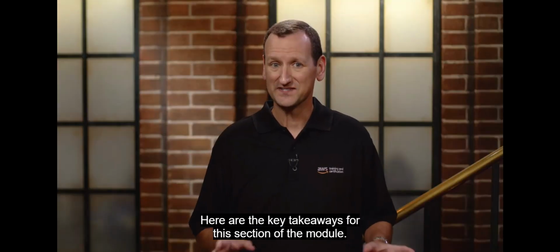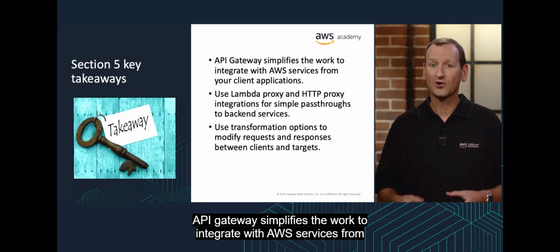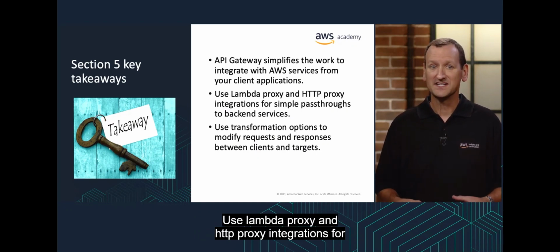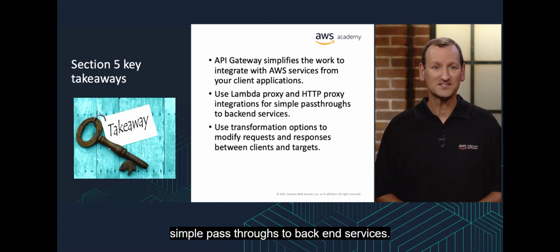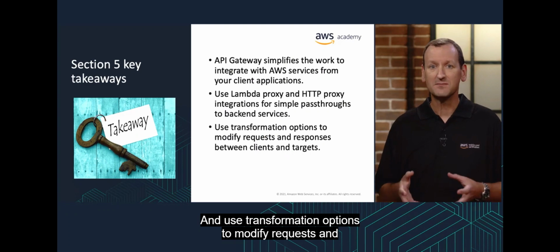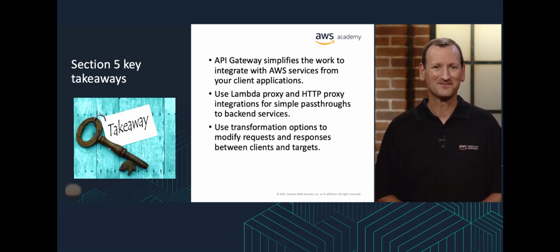Here are the key takeaways for this section of the module. API Gateway simplifies the work to integrate with AWS services from your client applications. Use Lambda proxy and HTTP proxy integrations for simple pass-throughs to backend services. And use transformation options to modify requests and responses between clients and targets.